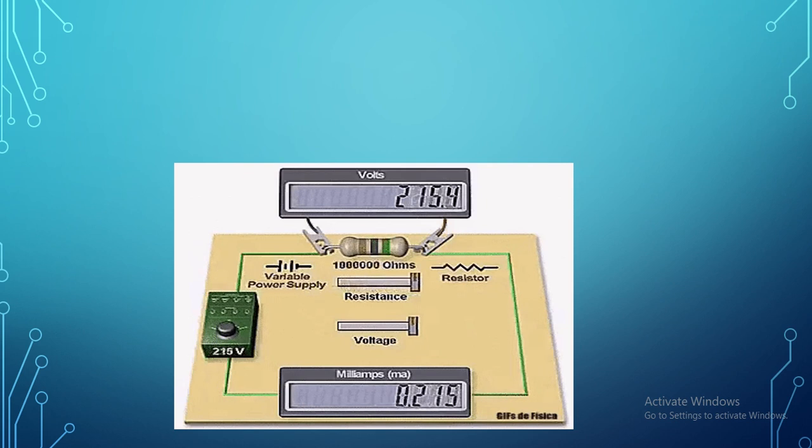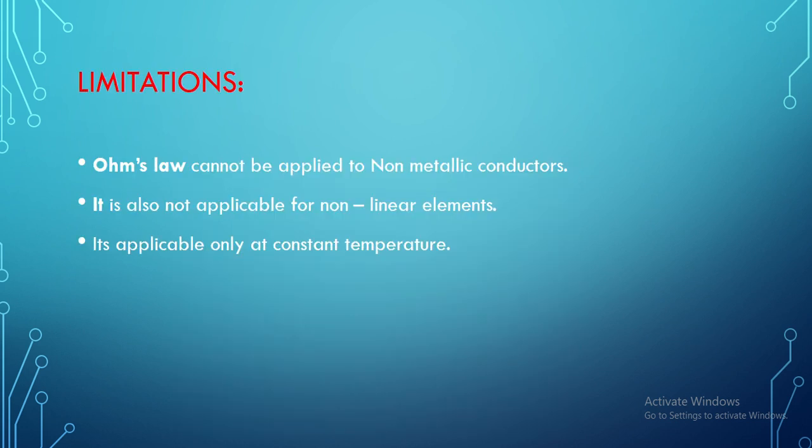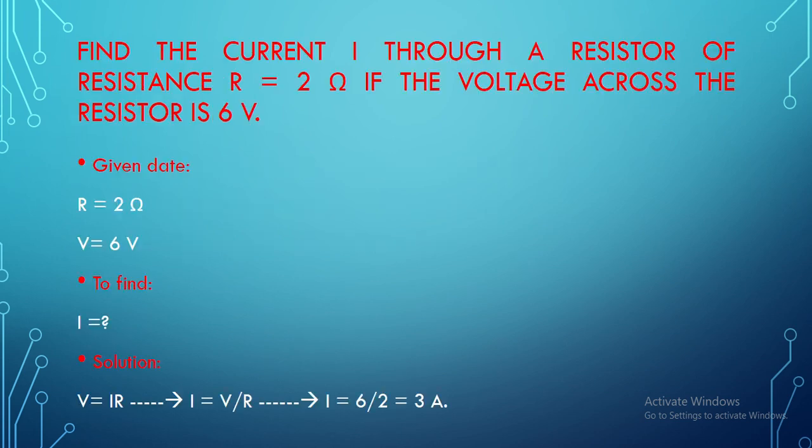Next one, what are the limitations of Ohm's law? It is very important because Ohm's law cannot be applied to non-metallic conductors, and it is not applicable for non-linear elements. It is applicable only at constant temperature. Non-linear devices are the Zener diode, vacuum tubes, etc. If the temperature changes, Ohm's law is not applicable.